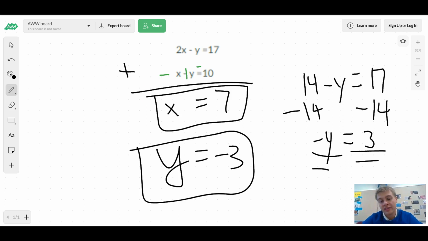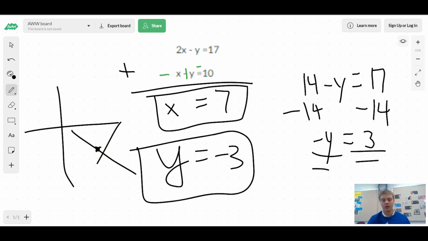And then if they want you to show where that point is on a graph, you could just go over 7 and down 3. So just find that point right there. So any of the elimination ones, you can always bring it back to the idea of what you're finding. You're finding a point where these two lines are crossing. Let's do the very last problem.